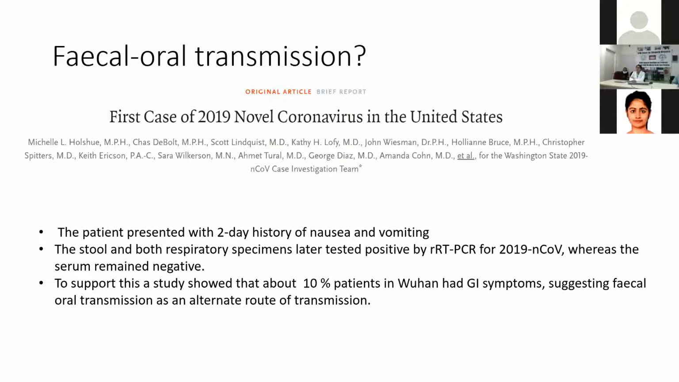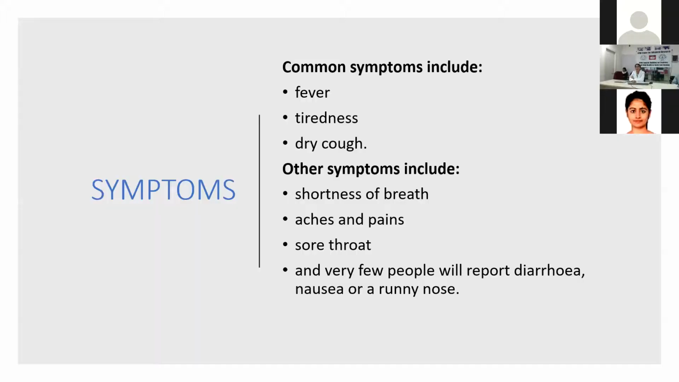Another aspect to this was fecal-oral transmission. I'll again quote the first case of novel coronavirus in the United States. As we all know, the patient presented with a 2-day history of nausea and vomiting, and there was also viral RNA detection from the stool samples. There was also a study that supported this, in which 10% of patients in Wuhan had experienced GI symptoms. The same study also showed viral shedding, with the virus being detected for a longer period in the stool sample as compared to respiratory samples.